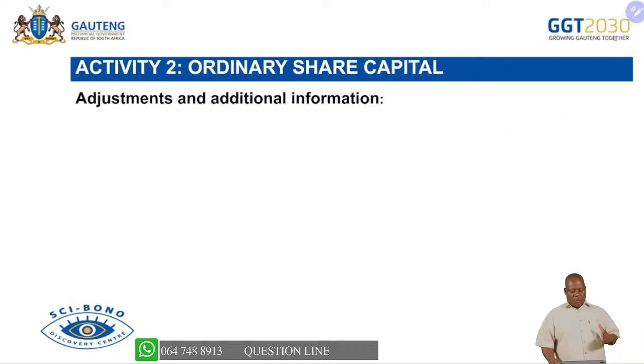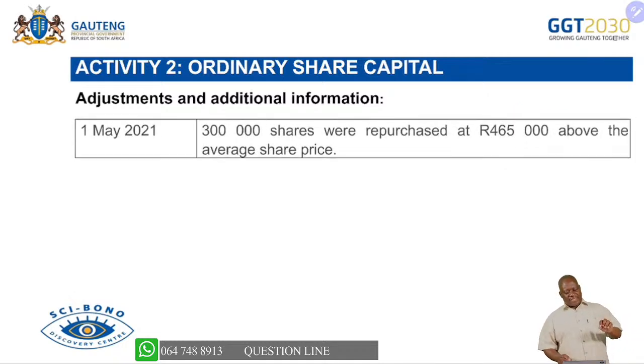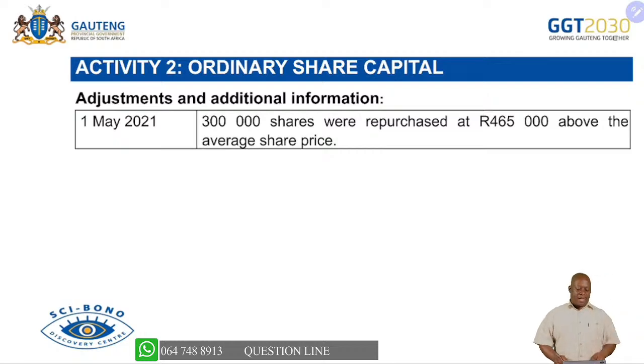Now, what next? The next thing that they said is something that happened on 1 May. Remember, our year started in March. In May, 300,000 shares were repurchased. Now, I want you to go there. Remember, we started the year with 1,280,000 shares. And then 300,000 shares were repurchased.